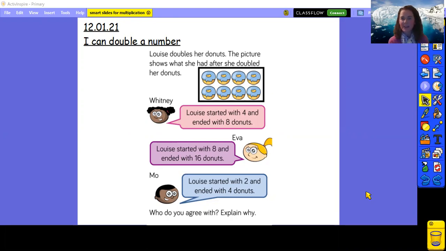Okay, so we're going to be looking at this problem which has a double in it. It says Louise doubles her donuts. The picture shows what she had after she doubled her donuts. Now Whitney says that Louise started with 4 and ended with 8 donuts. Eva says that Louise started with 8 and ended with 16 donuts. Mo says Louise started with 2 and ended with 4 donuts. You need to say who you agree with, and explain why you know this.